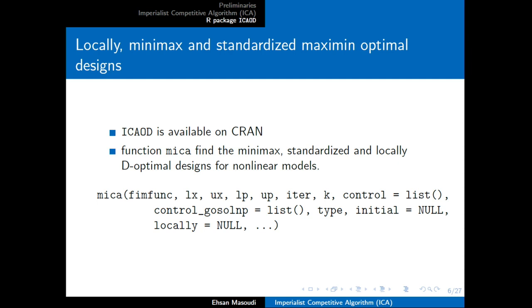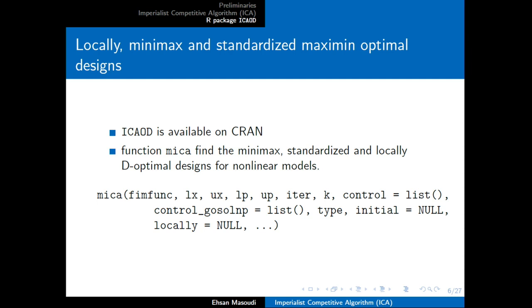So this is the package, and the core function here is mika, minimax ICA, and this is the lower bound and upper bound of the design space. For example, the dose level can be from 0 milligram to 100 milligram, and you only need to specify the Fisher information matrix. It can be a character or a function, because I have some default functions in Rcpp, which is very fast, better than just defining the function by the user in R.